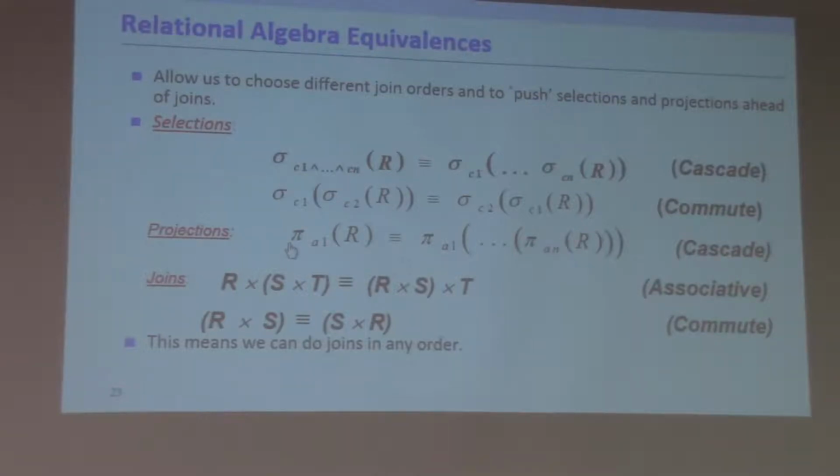Suppose you are projecting out A1. By the way, A1 here is a symbol. It doesn't necessarily represent a single attribute. It can represent a set of attributes you are projecting out. It's just a symbol. Okay? Not necessarily just a single attribute.